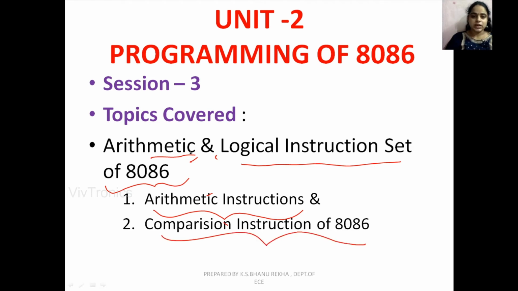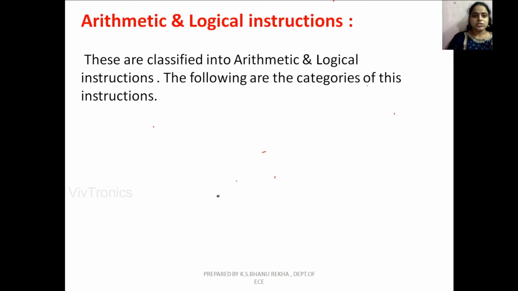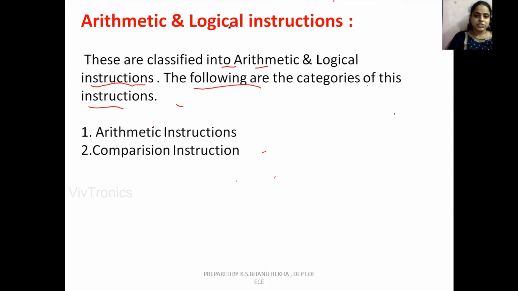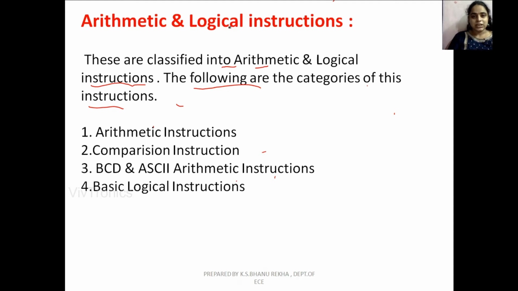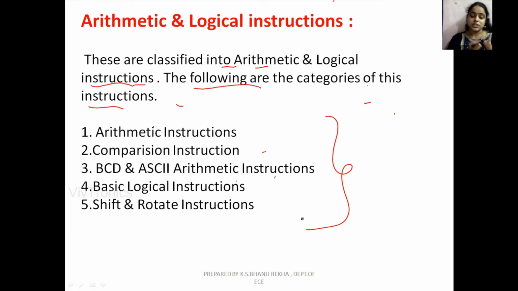So first, let us see the complete arithmetic and logical instruction set of 8086 and what instructions are there. Arithmetic and logical instructions are classified into the following categories. The first is arithmetic instructions, the second is comparison instructions, the third is BCD and ASCII arithmetic instructions, the fourth is basic logical instructions, and the fifth is shift and rotate instructions. These five are the sub instruction sets of arithmetic and logical instructions of 8086.